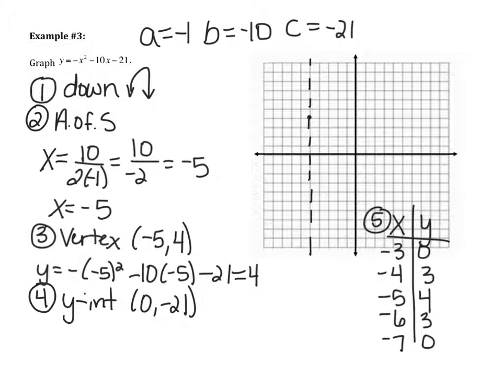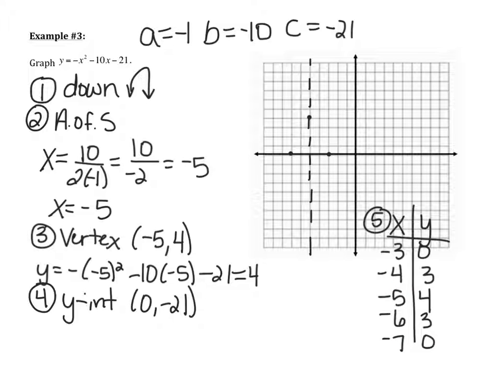So the first one we had was negative 3, 0. So I'm going to go to the left 3, 1, 2, 3, and then up 0. So I have a point right there. And since I have a point 2 units to the right of the axis of symmetry, I also know I'm going to have a point 2 units to the left, which would be that negative 7, 0 like we have from our t-chart. Next, I'll plot the negative 4, 3.